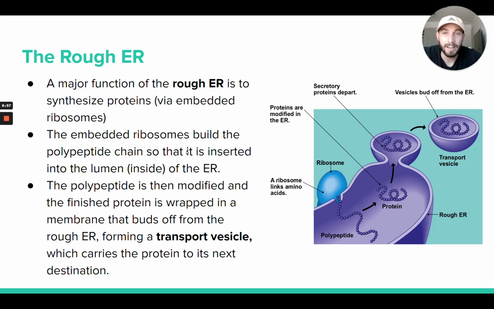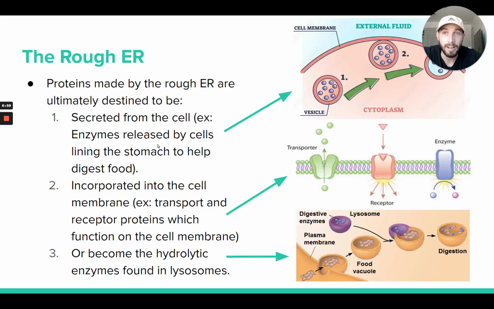So that's the rough ER, and for these proteins that are being made by the rough ER, one of three main things is going to happen, and this is something you do need to memorize. There are basically three types of proteins being put together here, which are ultimately going to end up doing one of these three types of things.